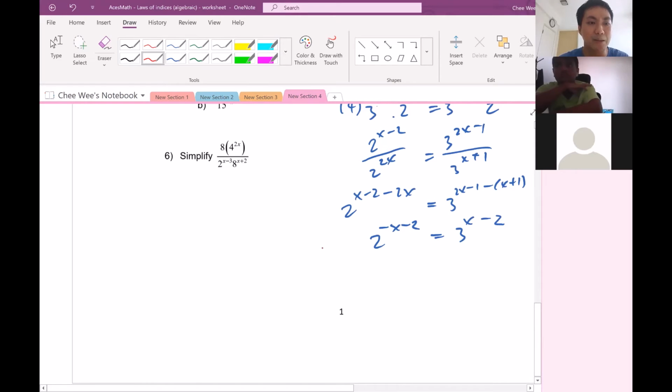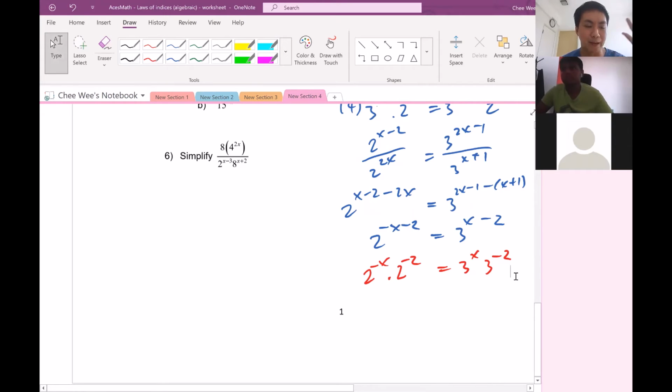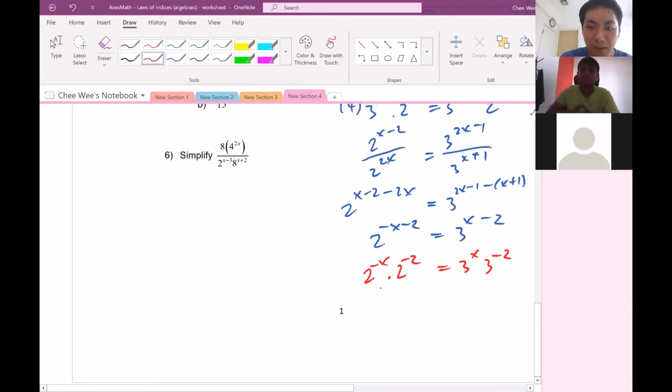Okay. So how do we actually break this up from here? It's like this: 2 to the power of minus x times 2 to the power of minus 2 on the left. On the right is 3 to the power of x, 3 to the power of minus 2. That means you are reversing the laws of indices. From one base, you break it up into 2 bases: the base with the algebra and the base with the numbers as the powers. So how do we simplify from here further? 2 to the power of minus 2 is actually 1/4. This guy is just 1 over 2 to the power of x. This is 3 to the power of x. This is 1 over 9.